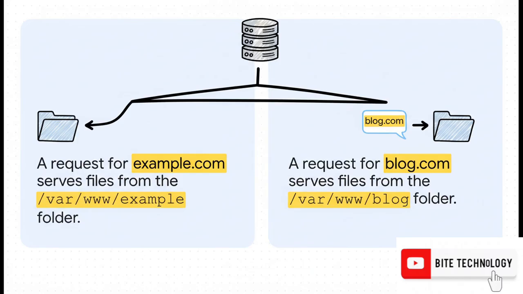When a request comes in for, say, example.com, Apache just looks at the file and knows, okay, I need to serve the files from the example folder. If a request comes in for blog.com, it goes, all right, I'll grab the files from the blog folder. It's just an incredibly efficient way to manage a bunch of different projects on one server.